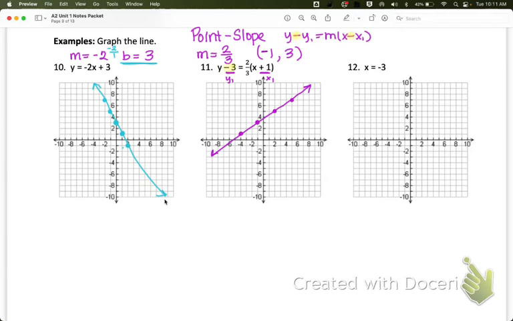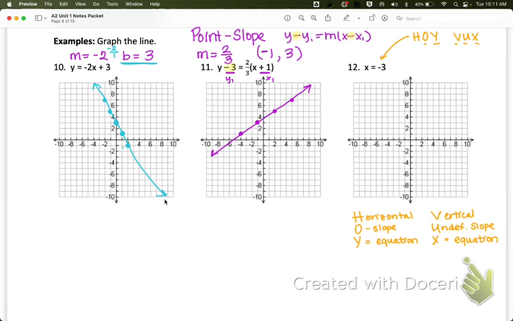Number 12 is weird because I only have one variable. Whenever this happens, you may have learned this in Algebra 1, a good device to remember is HOI-VUX. It's like two made-up words. HOI tells you horizontal, 0 slope, y equals equation. VUX tells you vertical, undefined slope, x equals equation. I'm going to write that at the bottom of the screen so that you can copy it down if you'd like. There you go. So this equation has an x equals equation, so that puts me towards VUX.